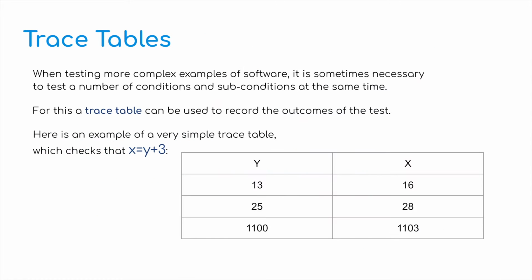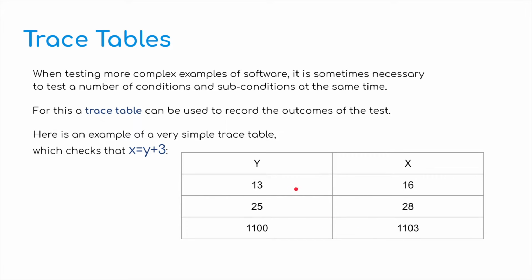Okay. We move on now to the very important section of trace tables. Now, these you will either get or you won't in the first instance, but I'm going to give you a couple of examples. When testing more complex examples of software, it is sometimes necessary to test a number of conditions and subconditions at the same time. For this, a trace table can be used to record the outcomes of the test. So here is an example of a very simple trace table where we check that x equals y plus 3, so x would equal 16, and so on and so forth.